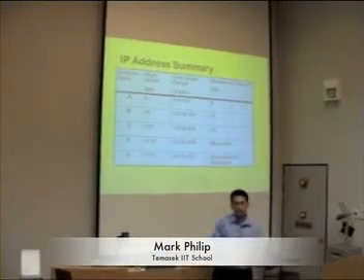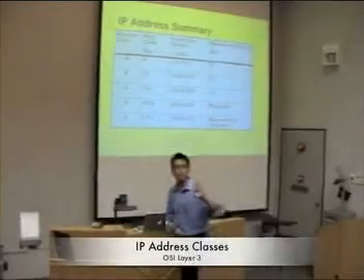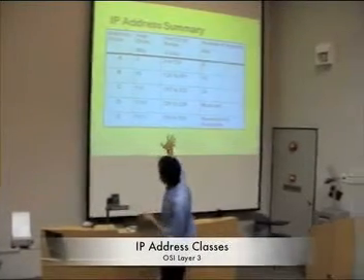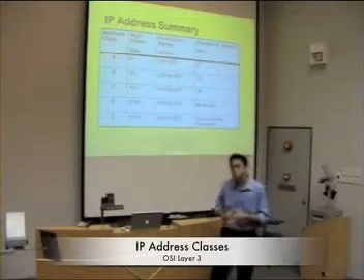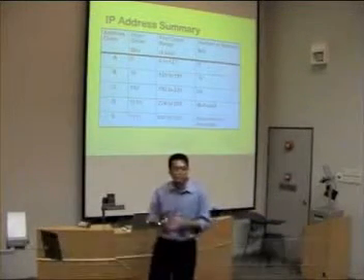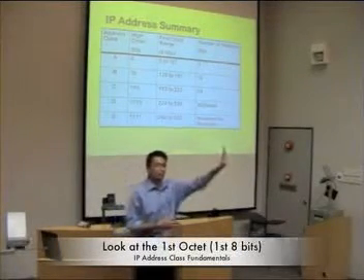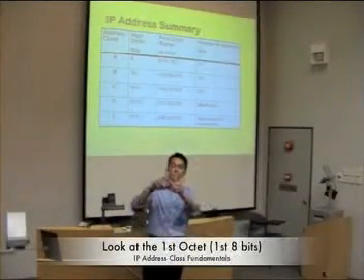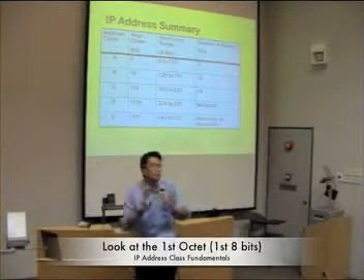There are 5 IP address classes for DCNK. We'll use only 3 in DCNK: A, B, and C. You can see from this screen that the way we distinguish A, B, and C addresses is based on the first octet. The IP address is 4 octets. 8-bit, 8-bit, 8-bit, 8-bit. Total 32-bit.